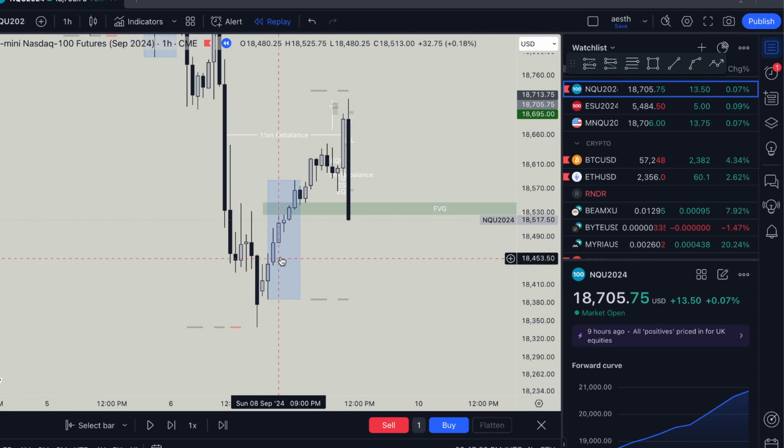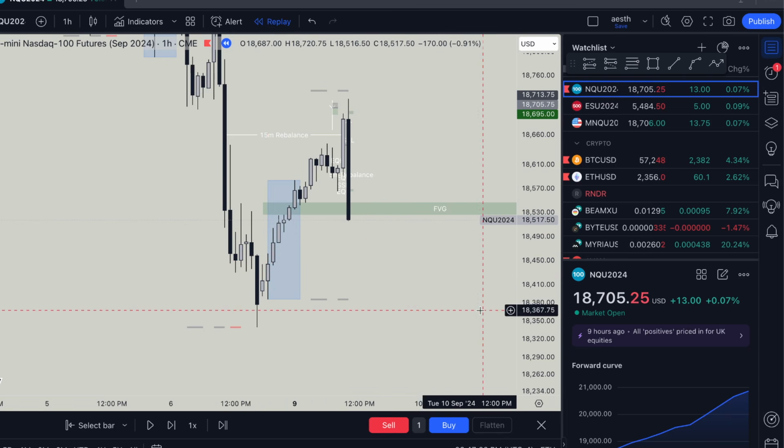Are you talking about these unfilled hourly fair value gaps?